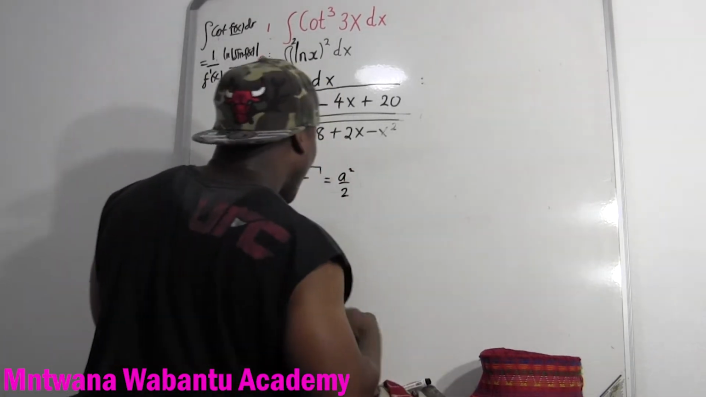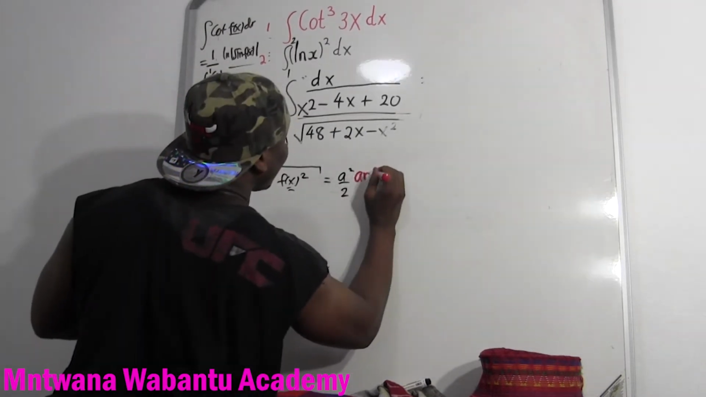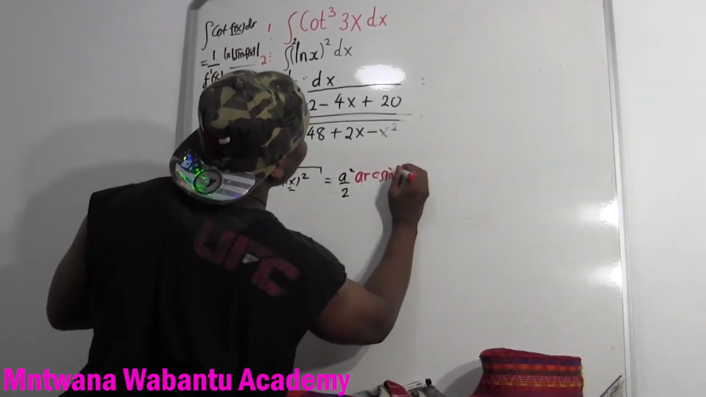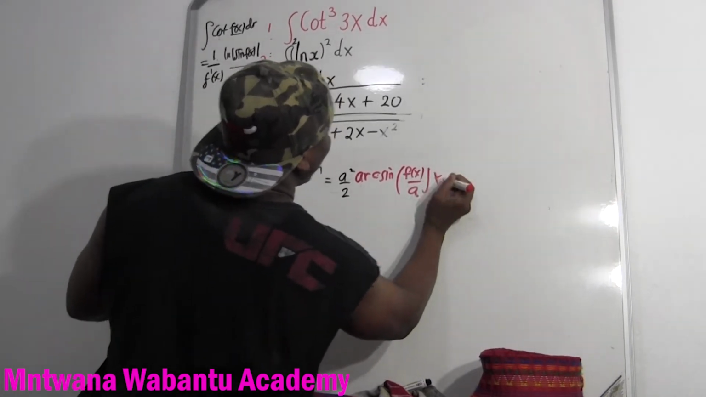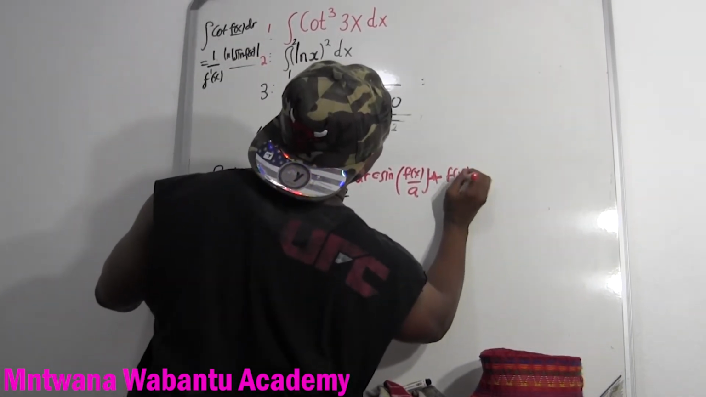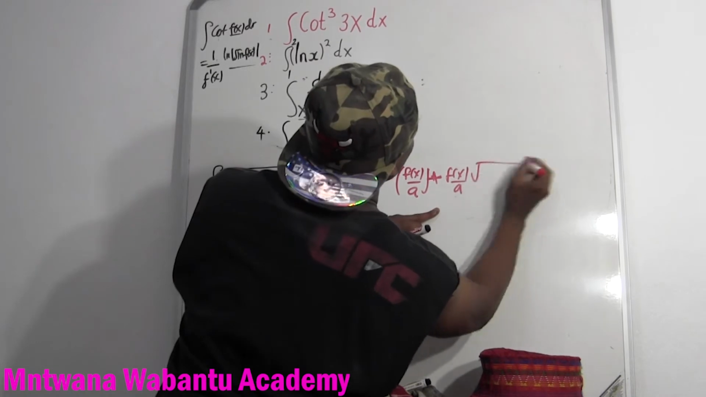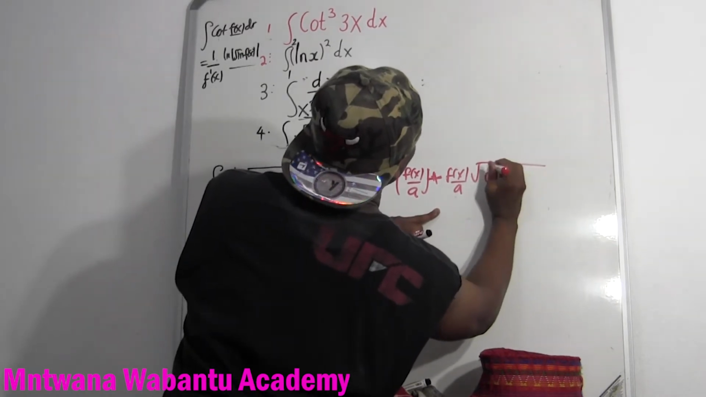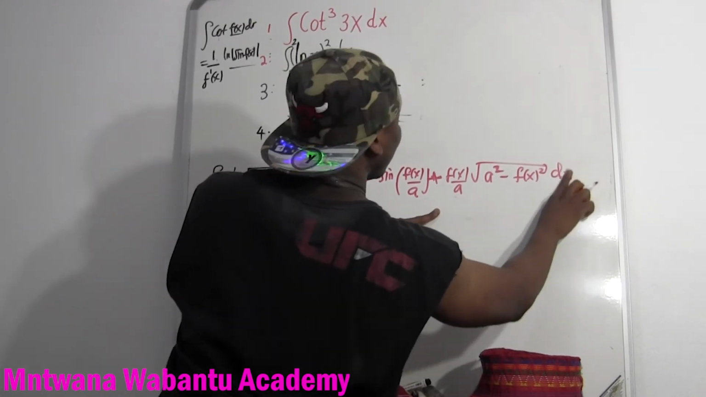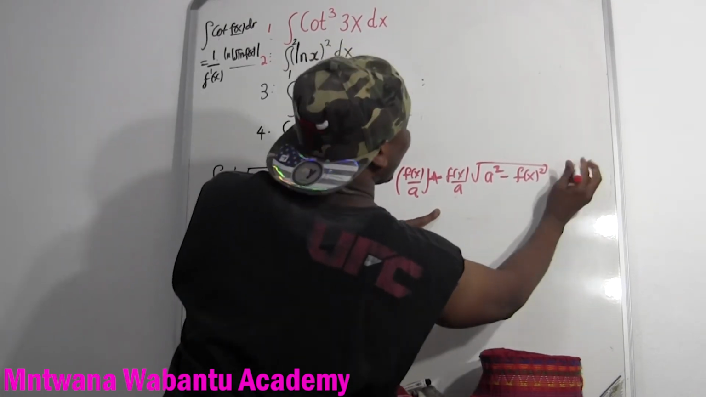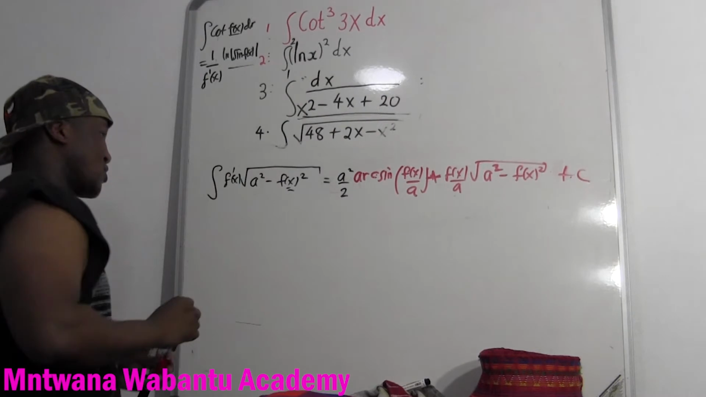Most of the time I memorize this stuff. Arcsine of f of x over a, plus f of x over a, times the square root of a square minus f of x square. No, it's not dx. It means you have to integrate. Plus constant. If there is no limit, it means you add a constant.